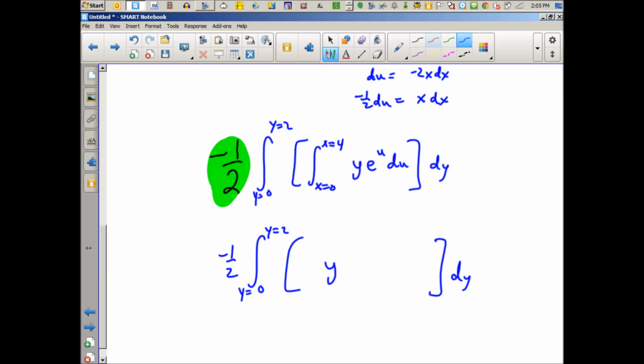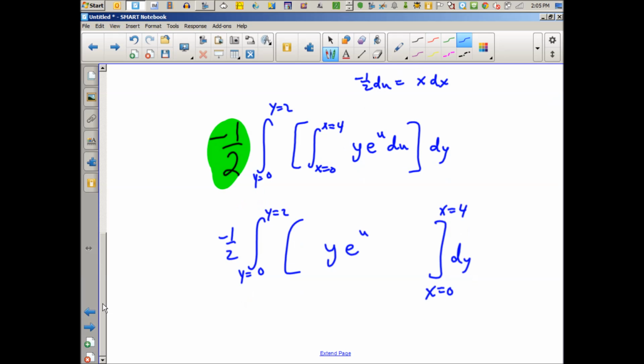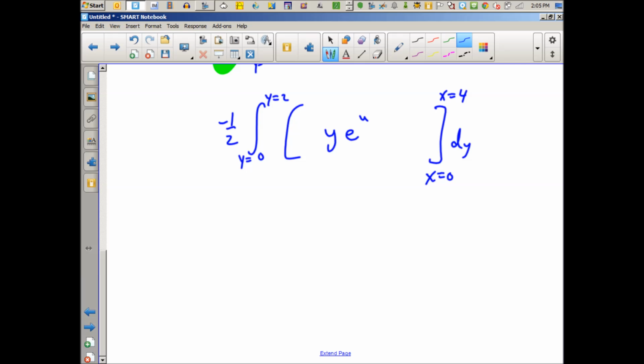Okay, so the antiderivative is y e to the u, and we have to plug in 0 and 4. But these are x's, right? You can't plug those into u. So let's put that u back to what it meant originally. Remember, the u originally was 1 minus x squared minus y squared, so let's write that.